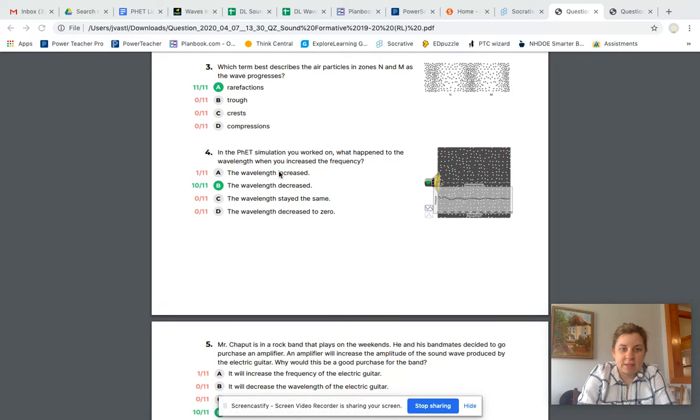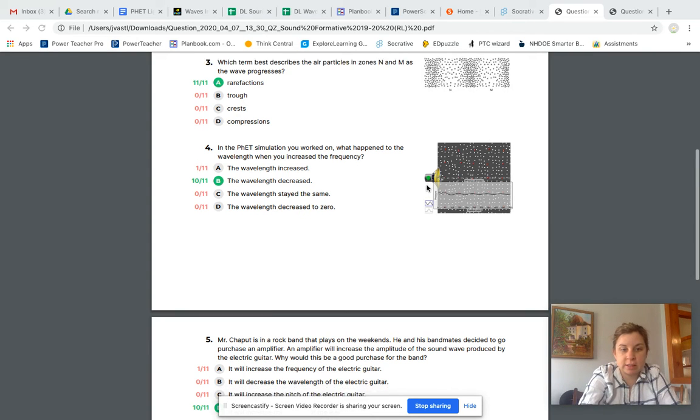And then in the PhET simulation, you worked on what happened to the wavelength when you increase the frequency. When you increase the frequency, remember the wavelength decreases. That's because if you're increasing the frequency, there's more waves in a given amount of time. You're not changing that given amount of time. So if there's more waves, the space between the waves has to be smaller, so the wavelength does decrease.